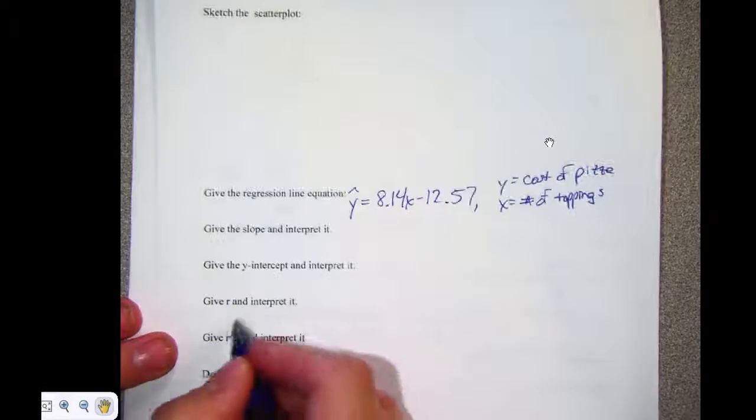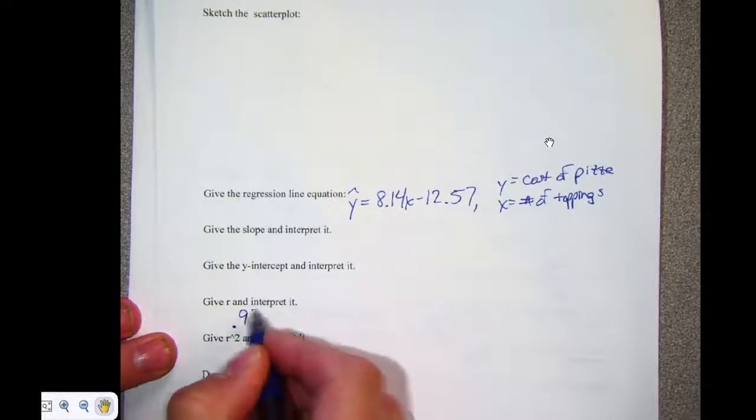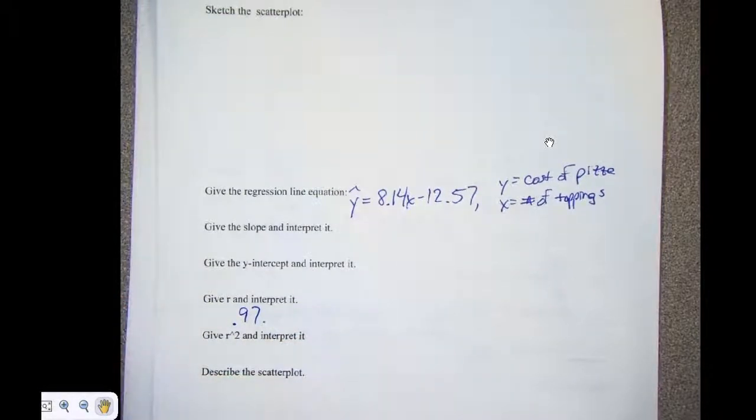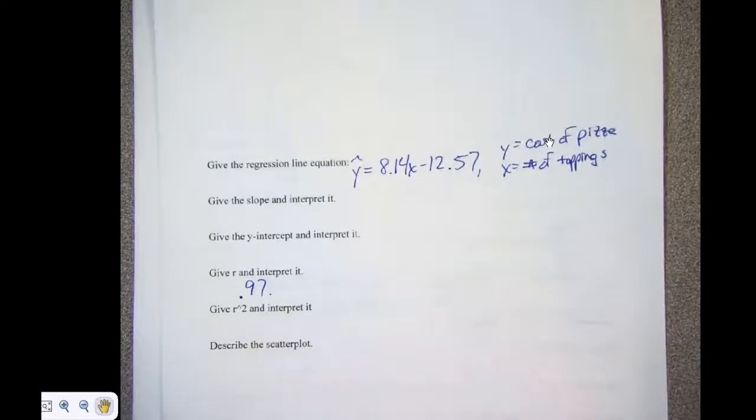What was R in this one? 0.97? Okay, interpret it. Go ahead and write down the interpretation.